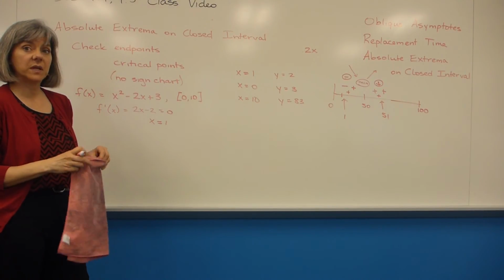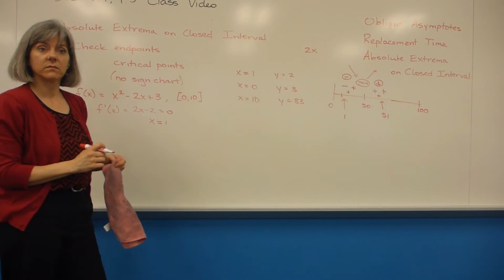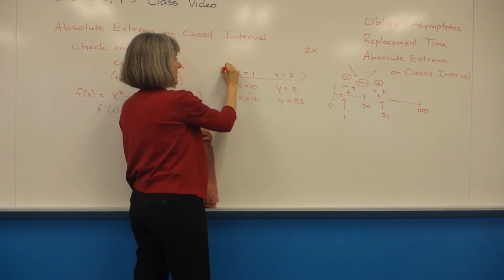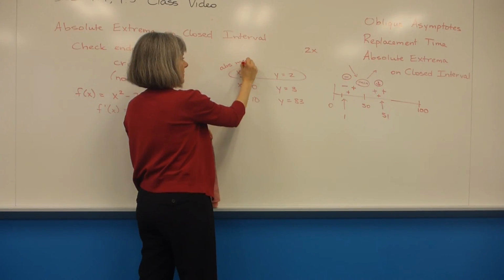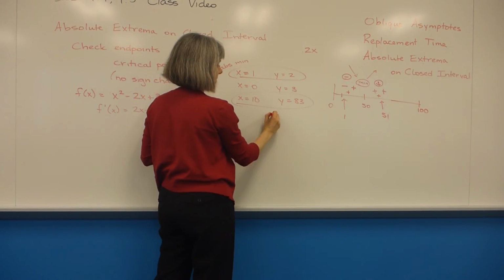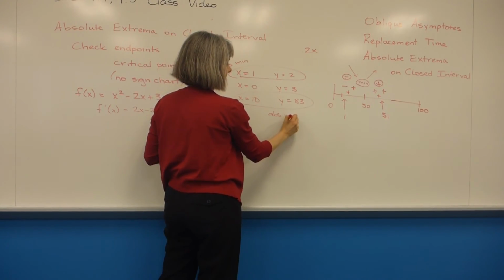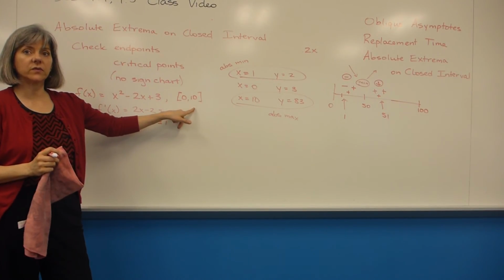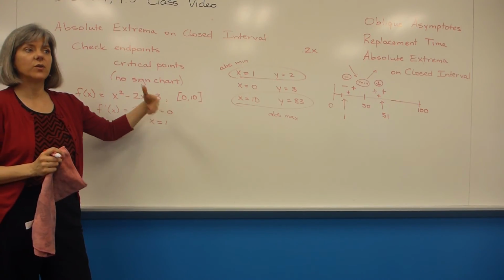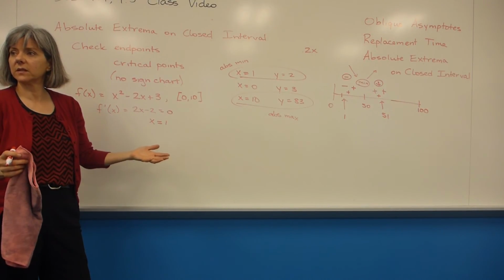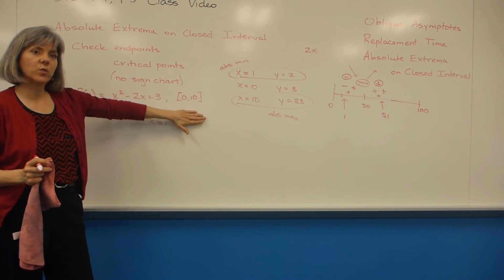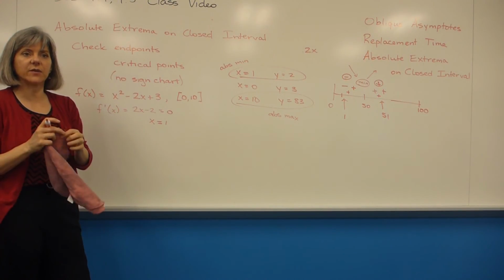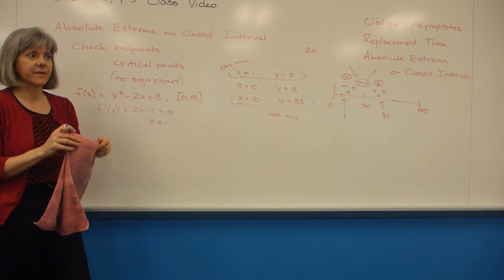All right, so which one's the min and which one's the max? This one, the smallest value, is the absolute min. And this one, the biggest value, is the absolute max. Importantly, this only works if you have a closed interval. If you don't, you can't know until you graph it. This only works because we have limited the scope. Otherwise, you have to graph the entire thing and look across the entire thing.